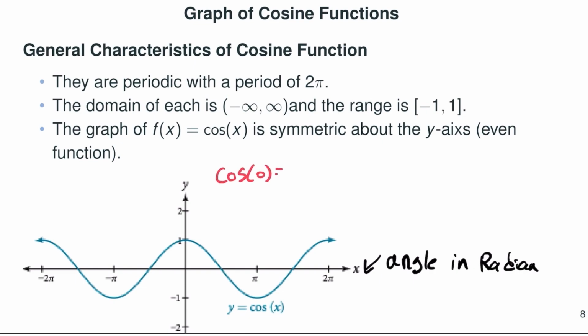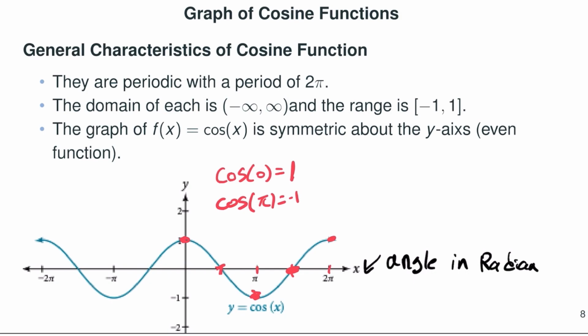Cosine 0 is 1 from the unit circle. So when the angle is 0, the cosine value is 1. That's why we start from here, and it has this shape. Cosine pi is -1. That's why when the angle is pi, it's -1 right here. And we can do some more values, 2 pi, 3 pi over 2, or pi over 2. So these are just values from the unit circle, and then we connect them. Unit circle values are a good guideline to start sketching the cosine and sine graphs.